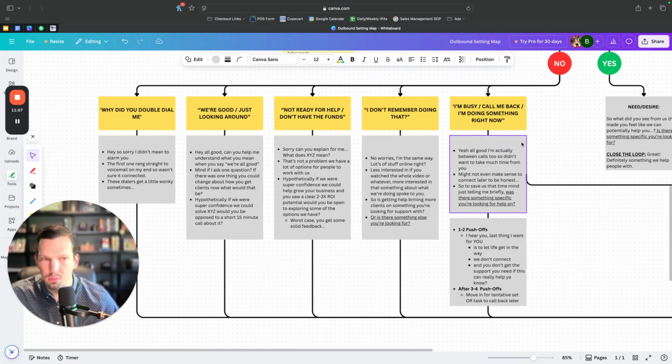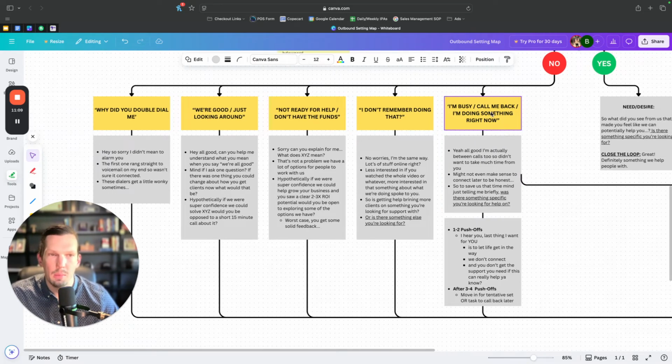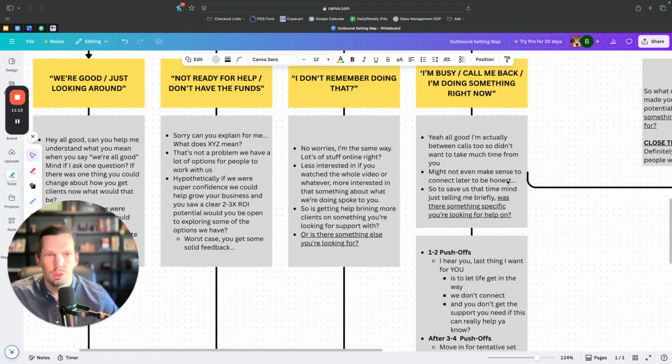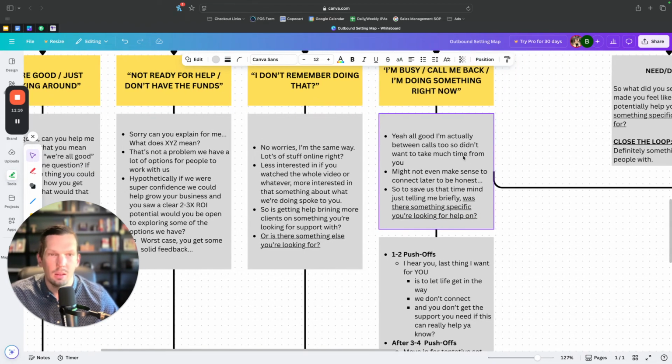One of the absolute most common ones is going to be like, oh, I'm really busy. Can you call me back later? Or I'm doing something right now. What I like to do is just acknowledge that and relate to them. Like, hey, all good. I totally get it. I'm actually between calls myself, so I didn't want to take a lot of time from you.